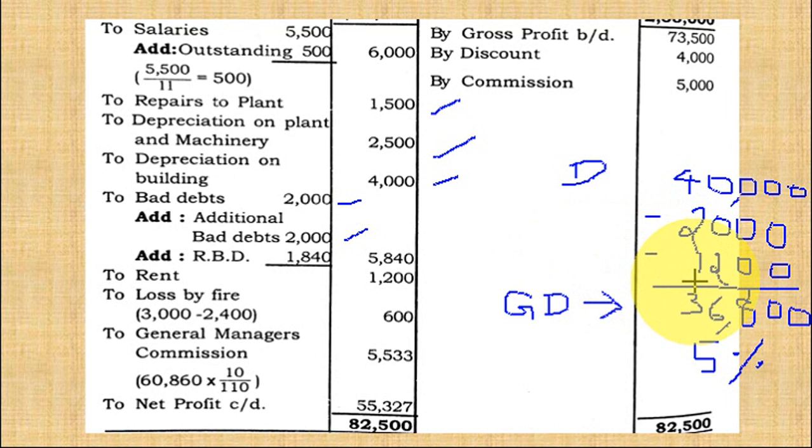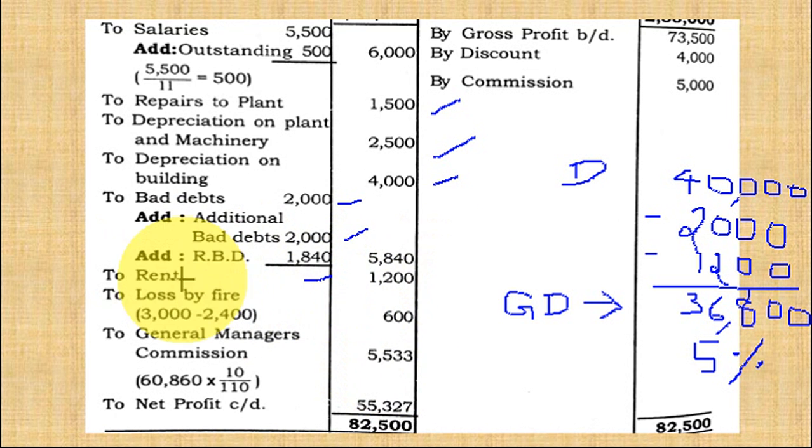So in the adjustments, whatever changes have happened, that we have to deduct. 1200 is the rent included. So 36,800 is the good debtors. On that, 5% you have to calculate. So what is 5% of it? 1,840. Clear? So bad debts 2000, additional bad debts 2000, RBD 1,840. So 5,840. Clear?